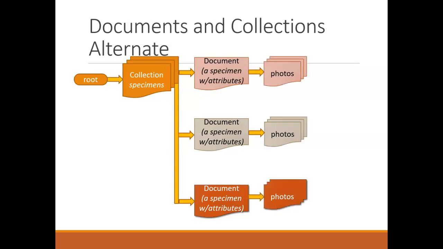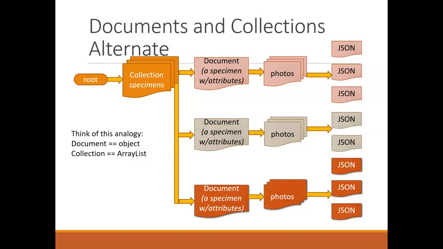But the neat thing is those documents can have further collections, and those collections can have further documents, and this can keep going. So one specimen of a plant might have multiple photos, but then we might have multiple collections of specimens as well. So you see how it kind of sets up this hierarchical nature.